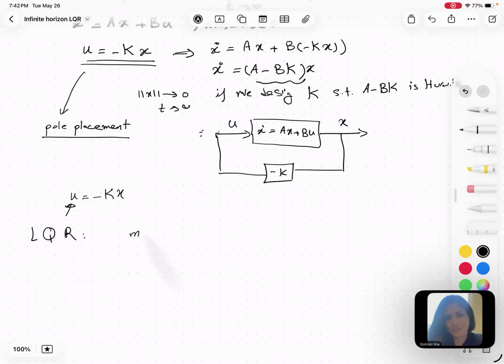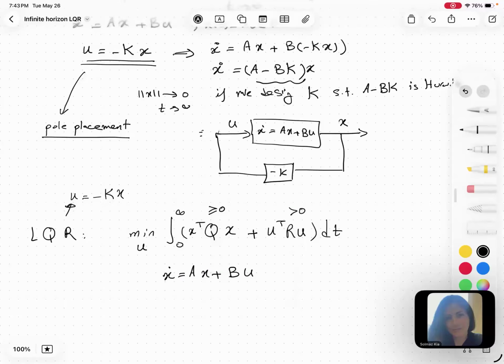So the idea now becomes: minimize, subject to. So what is now guiding the design of our controller is this objective function, in which Q is a positive semi-definite matrix and R is a positive definite matrix. Overall, this is a positive term.